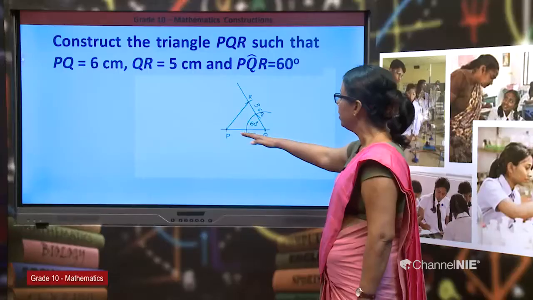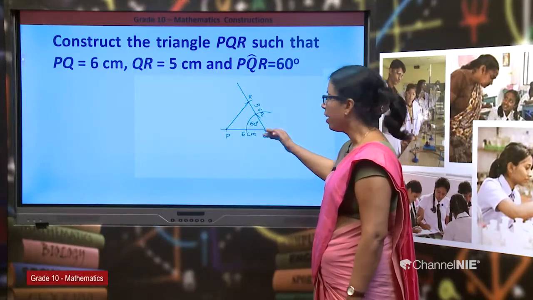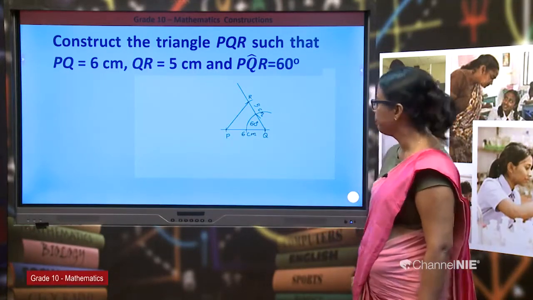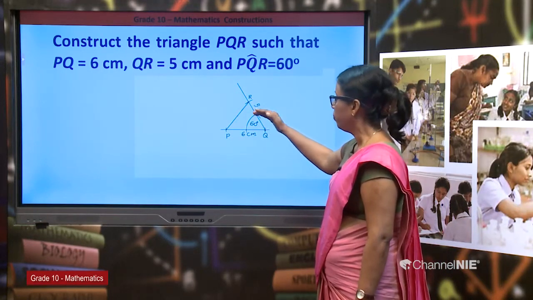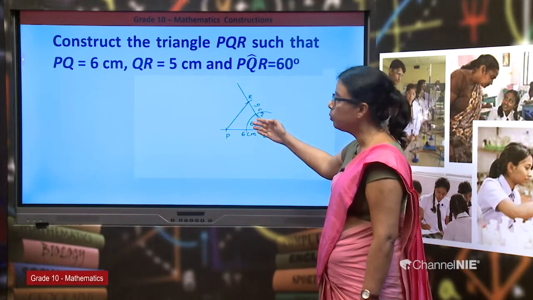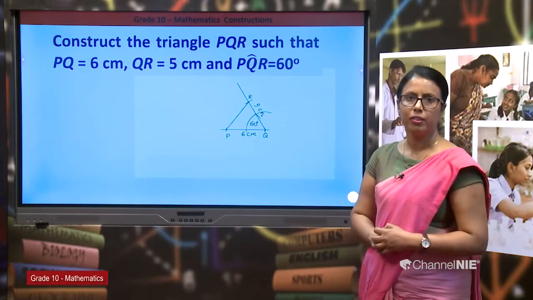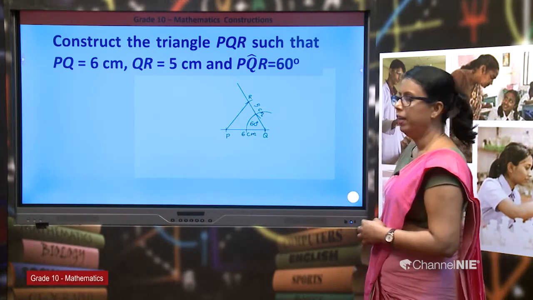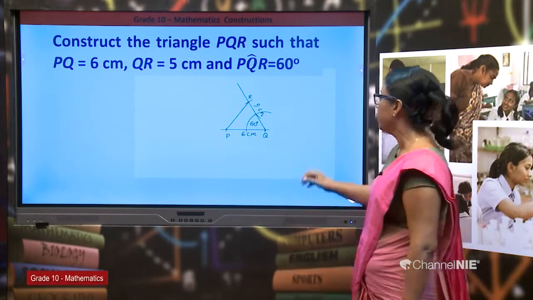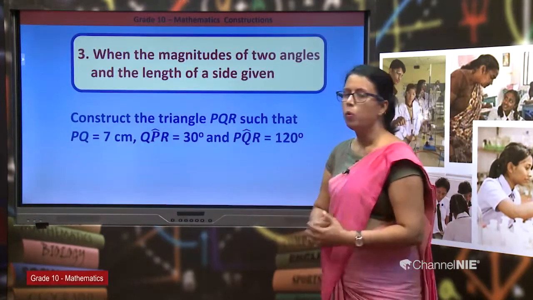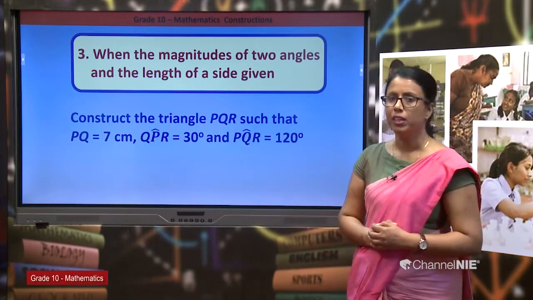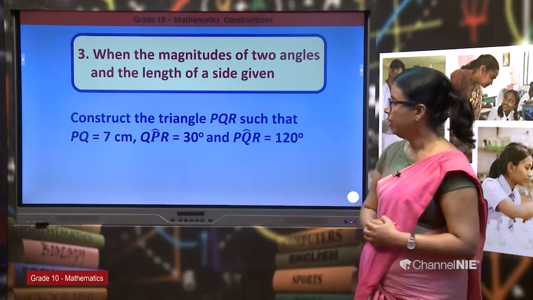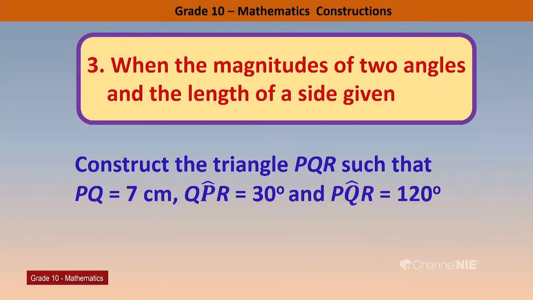See these children, two sides and included angle, two sides and included angle. So, when we get two sides and included angle, we can construct a triangle. Let us construct a triangle in the third case, when the magnitude of two angles and a side are given, we can construct a triangle. Here I have given you one example for this case.